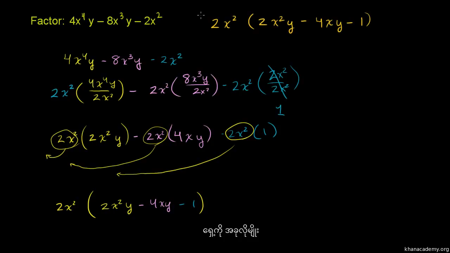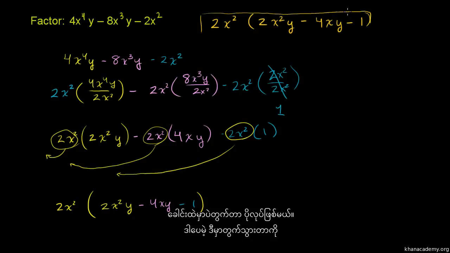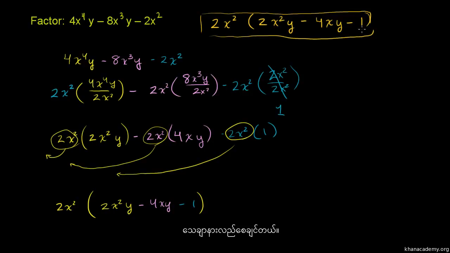So in the future, you'll do it more like this, where you just factor it out in your head. But I really want you to understand what we did here. There is no magic. And to realize that there's no magic, you could just use the distributive property to multiply this out again. To multiply it out again, you're going to see that you get exactly this.